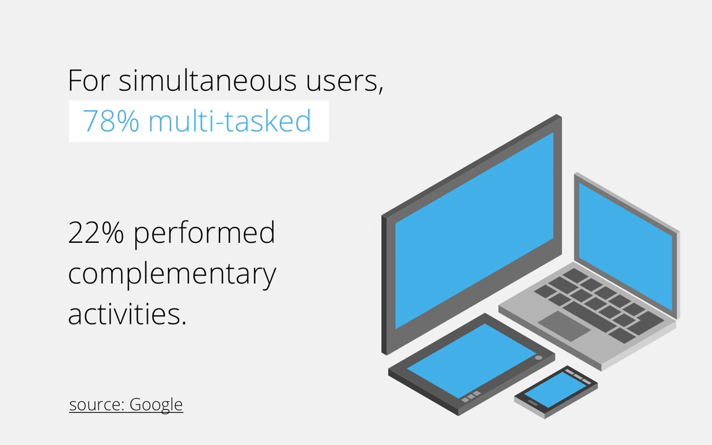For simultaneous users, we had 78% of those respondents multitasking and 22% performing complementary activities. Now, a complementary activity would be something like using your smartphone to look up pricing for travel, where you're actually booking the travel on a tablet. And the other 78% of the use is really people doing more than one thing. They have email open on the tablet, perhaps, and they're using the smartphone for SMS or some other kind of internet access. So how can we plan for this?